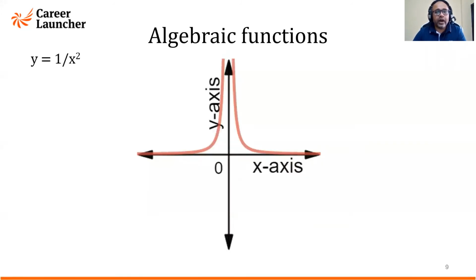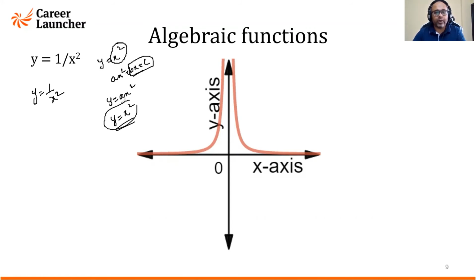Then we have y equal to 1 by x square, this graph. Now we have seen y equal to x square, which is basically a quadratic equation, right? Because in ax square plus bx plus c, if these two terms, b and c, are 0, then you'll get y equal to ax square, where a equal to 1 becomes y equal to x square. So we have seen this is a parabola. Now we are looking at y equal to 1 by x square, and this graph looks like this.